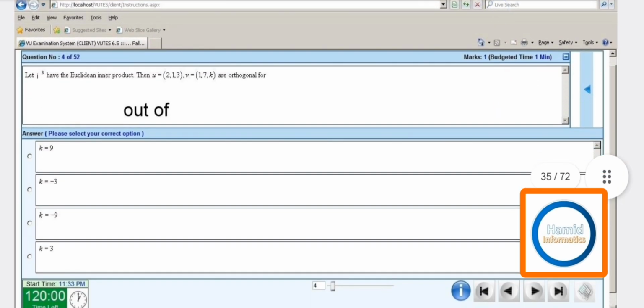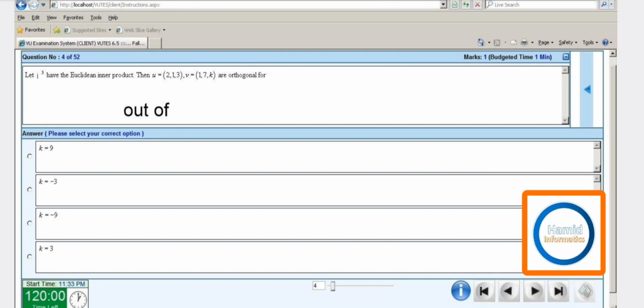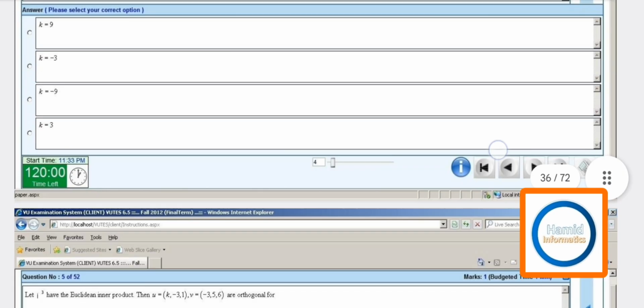Next question is: let R^3 have the Euclidean inner product, then u equal to (2, 1, 3) and v equal to (1, 7, 3) are orthogonal for. Here is no answer, leave this.